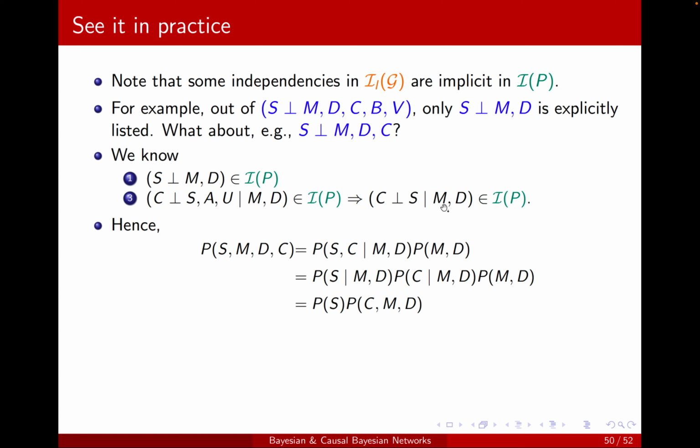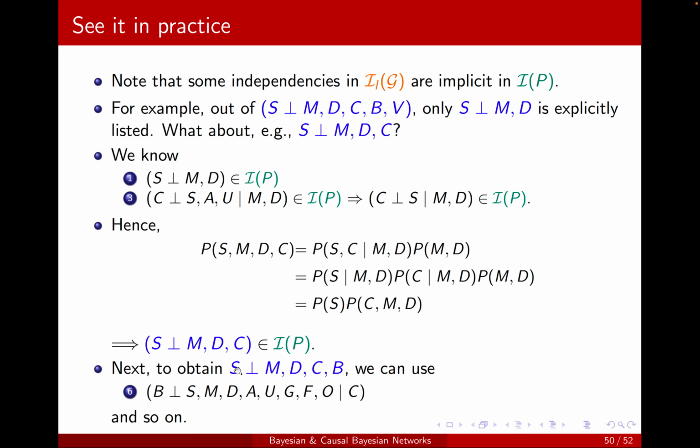Now, I know if it is conditioned on M and D, S and C can be separated. And now I know S is independent of M and D, so I can just write down P of S, and then this one I can get back to P of C M D. And look what happened. This became decomposed into these two parts. So S is independent of MDC together, and this belongs to IP.